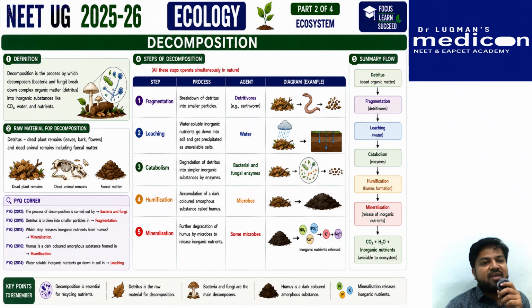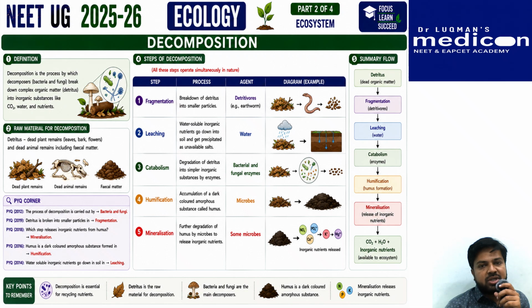Second, raw material for decomposition. What do you need in order to go into decomposition? Detritus. It means dead plant remains, leaves, bark and flowers, and dead animal remains including fecal matter. So dead plants, dead animals and fecal matter are all converted into decomposed matter.